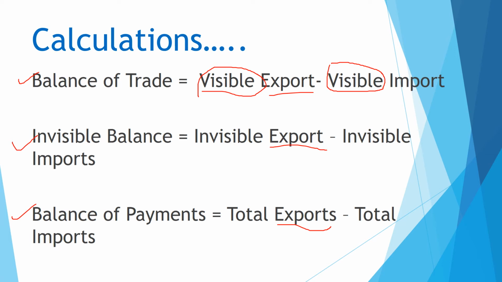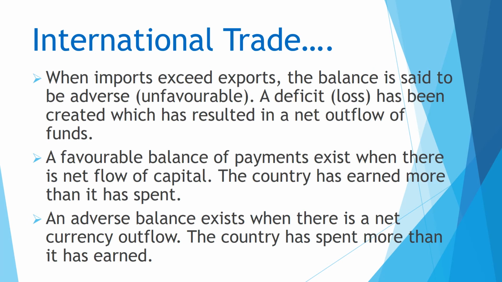Now, our balance of payment is made up of total imports minus total exports. Favorable balance of payment exists when there is a net flow of capital. The country has earned more than it spent. That's when your balance is favorable. And all countries should work to having a favorable balance as much as possible.